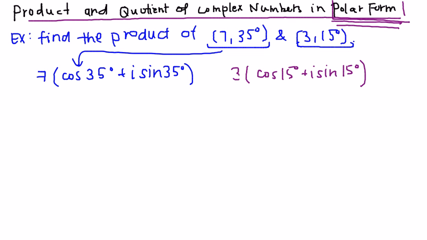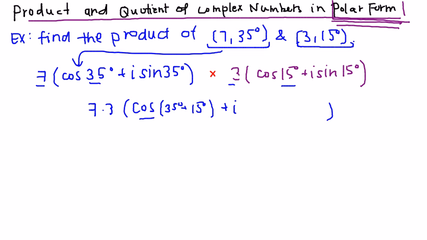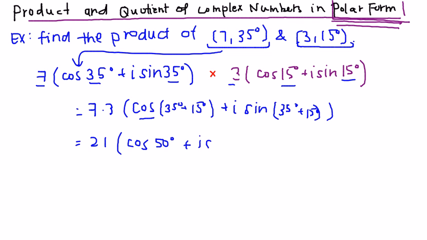And remember, we're asked to find a product of this, so I'm going to multiply these two. When we take the product of two polar coordinates, what we do is this. We take the product of our radii, so 7 times 3, and then in parentheses we write cosine of the sum of the angles, so 35 degrees plus 15 degrees. And that's just for the cosine term. Then we attach the sine term as well, and we take the sum of the inside angles, 35 degrees plus 15 degrees. And then we just simplify this. So this becomes 21 times cosine of 50 degrees plus i sine of 50 degrees.